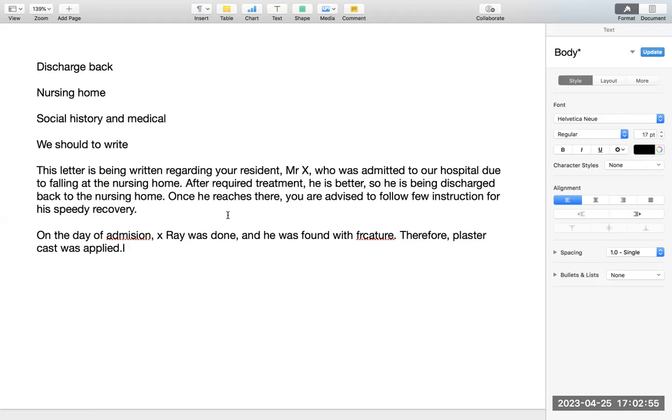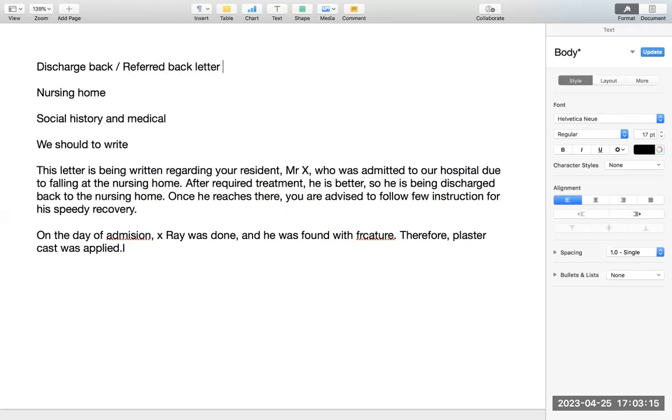Last time we were thinking this kind of letter would come, and most probably this kind of letter came. If this kind of letter did not come the last time, then obviously this will come now. So it would always be an alternative letter. Sometimes, rather than a nursing home discharge back letter, it can be a referred back letter.